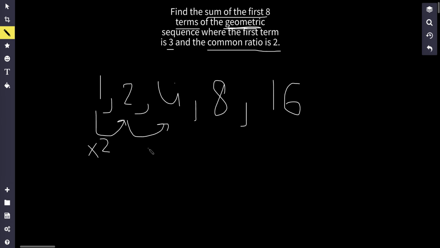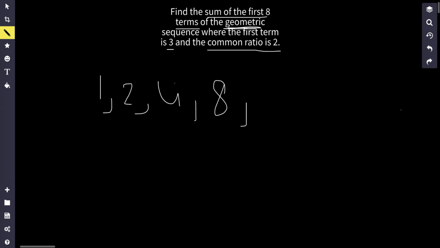So take a look at this sequence right over here. Notice how to get from one term to the next term, we have to multiply by 2. So in this case, 2 is going to be our common ratio. And this can go on forever: 16, 32, and then you can just keep going on forever.